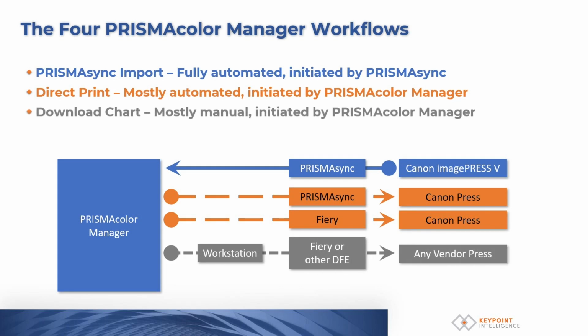Download Chart, initiated by PRISMAcolor Manager, where it generates color patch sheet PDF files that include the 4-digit ID shortcode to download for manual printing and hand scanning on non-Canon digital presses. The ID shortcode simplifies input scanning by linking the database record associated to this color validation test to provide the system all the test parameters.